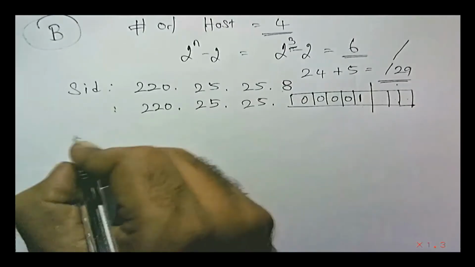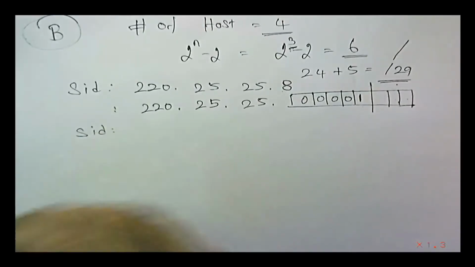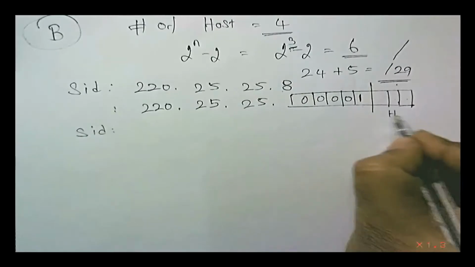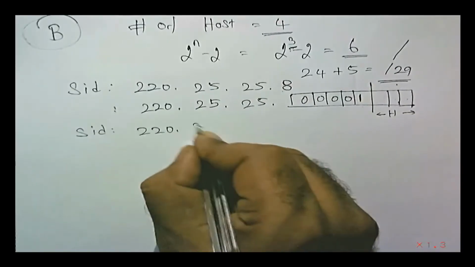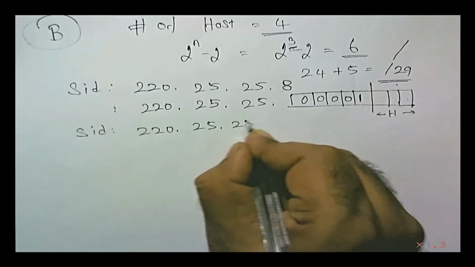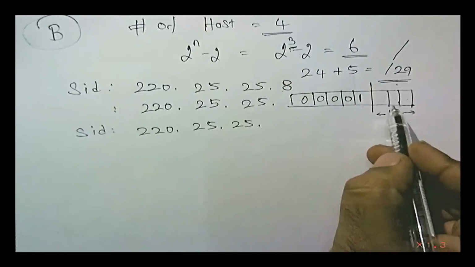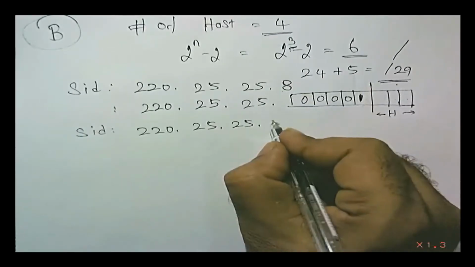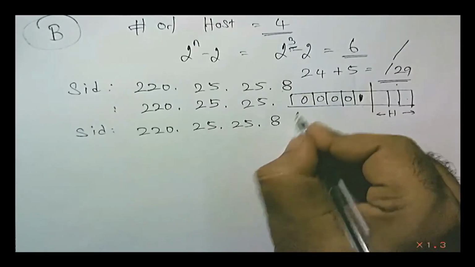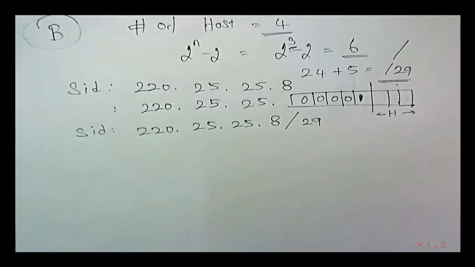Now, what is the subnet ID? So subnet ID is the host part. You have to make everything 0. So 220.25.25. The last part, everything is going to be 0, but here 8 is available. We have to maintain that. So this is 8, so /29. This is going to be your subnet ID.